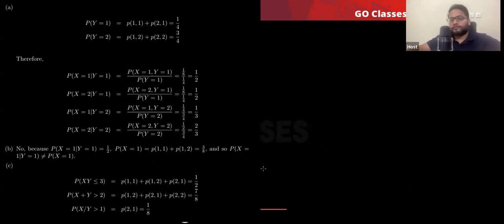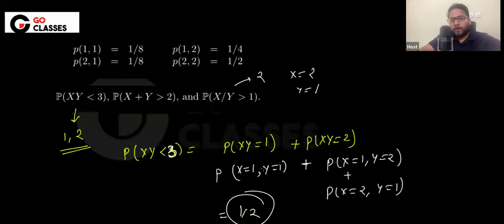Is this okay to everyone? This whole question, how we are calculating these values? Let me know. Okay. See, x plus y greater than 2. Is this understood? It means greater than 2. When can addition be greater than 2? It could be either 3 or 4, right?